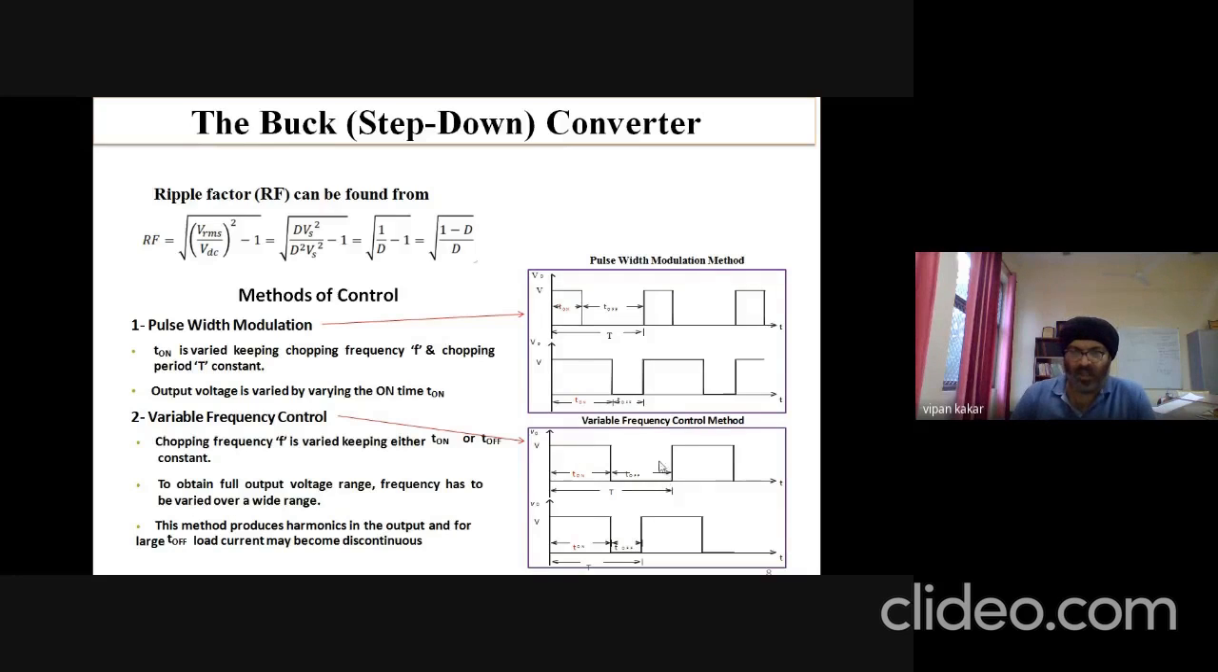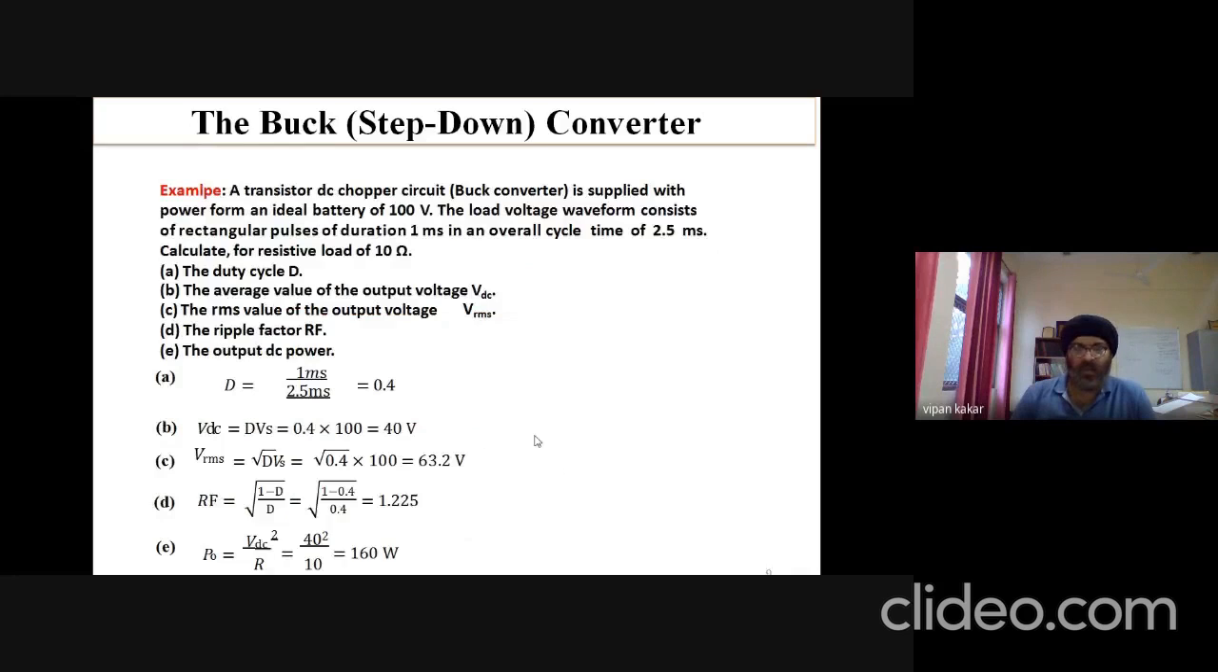So depending upon the duty cycle over here. So this is one example. A transistor DC chopper, means a transistor is used as a switch in this buck converter, is supplied with the power from an ideal battery of 100 volts. So the input voltage is 100 volts DC, because we are talking about DC to DC converter. The load voltage waveform consists of rectangular pulses of duration of 1 millisecond in an overall cycle of 2.5 milliseconds.